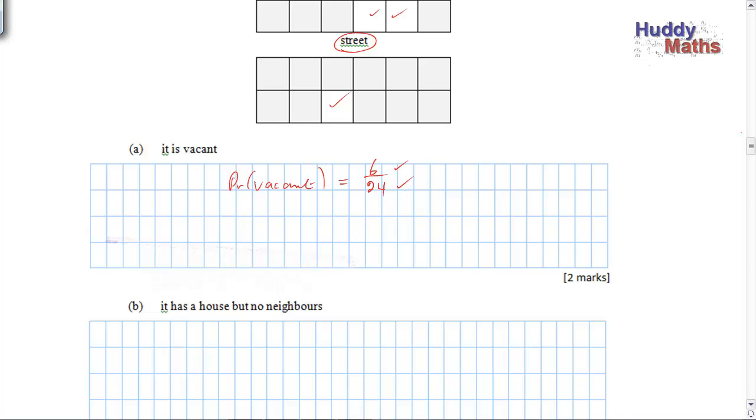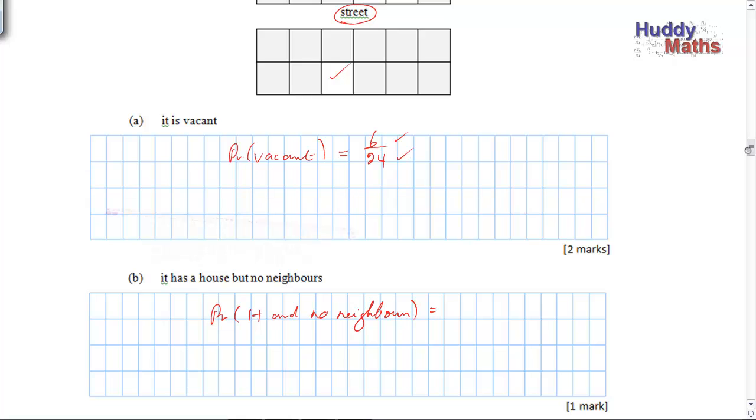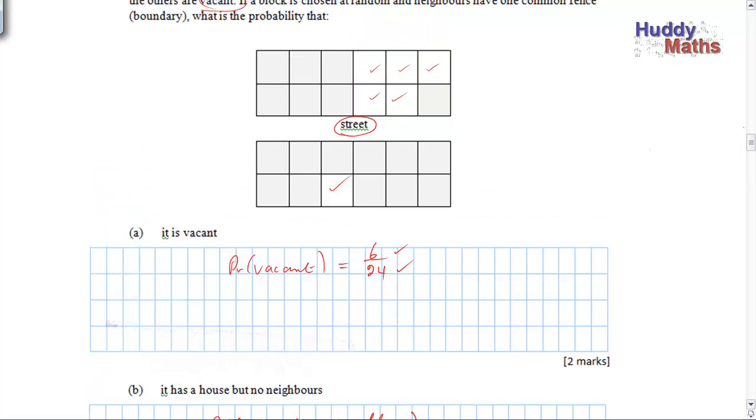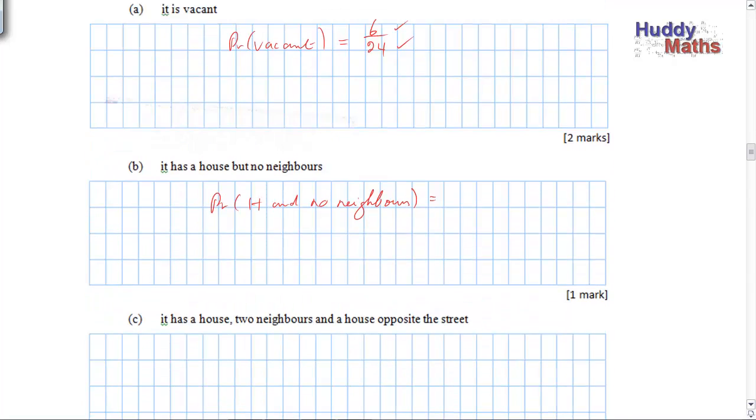It has a house but no neighbours. Okay, so the probability, it has a house and no neighbours. So we've got to choose how many of those fit that category. So let's go up there. It's got a house but no neighbours at all. Okay, well, let's rub all this out and pick out the ones. Got a neighbour, got a neighbour. Got a neighbour here, got a neighbour here. So this is the only one with no neighbours. So therefore it's 1 out of 24. Get the idea? Fairly basic application here.